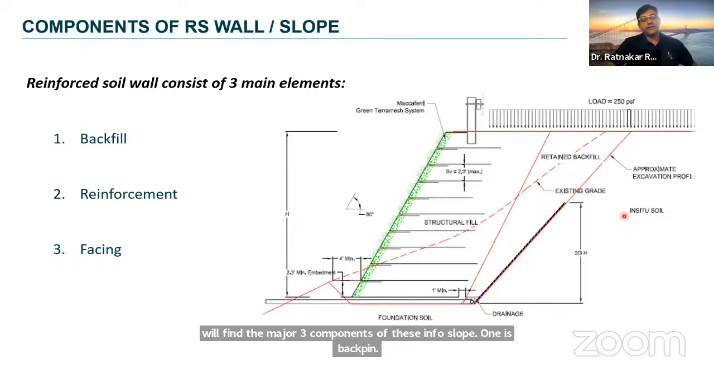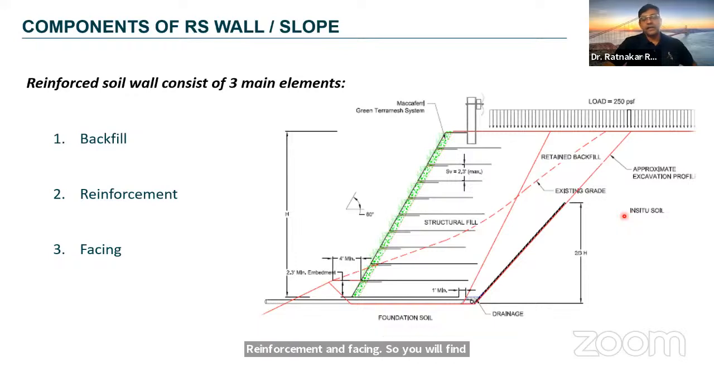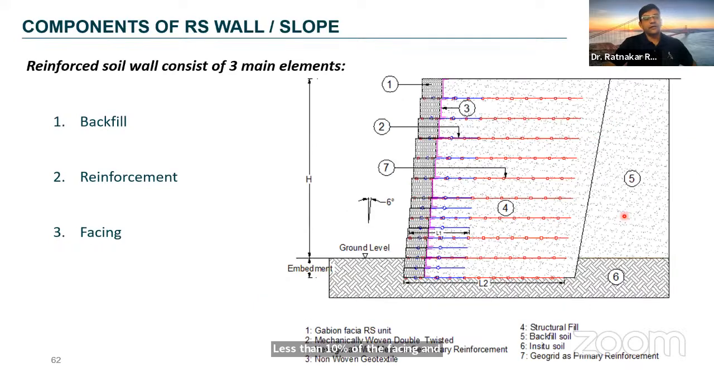So you will find the majority is basically the soil, let's say 80-90% is soil, and the rest, less than 10%, is the facing and the fascia. In case of wall, again, same, you have backfill, reinforcement, and facing. Again, you will find the backfill as the major contribution.